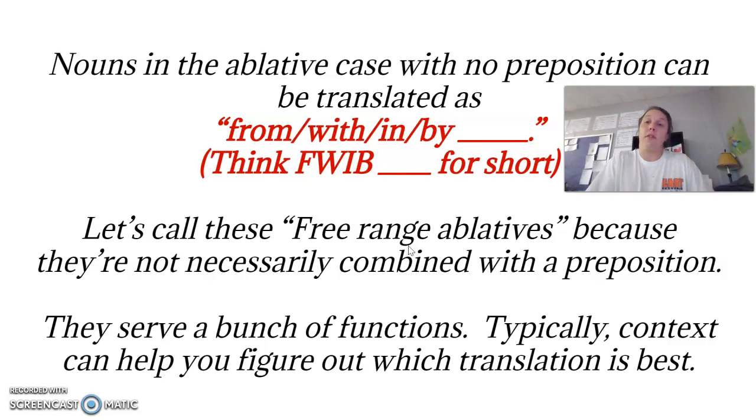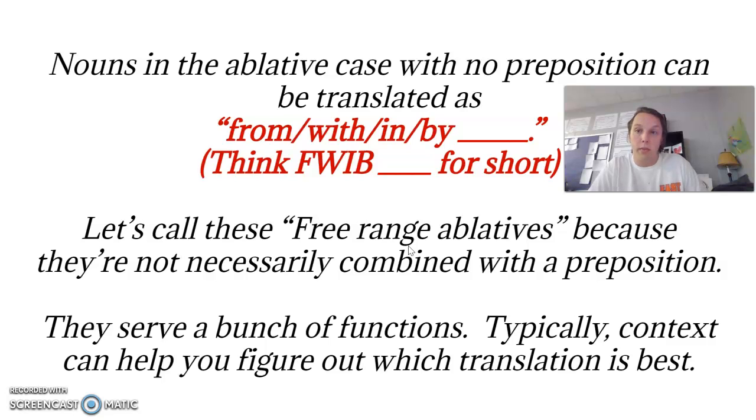Ablative case nouns, if they're floating on their own, have a few more possibilities. You can translate them as from blank, with blank, in blank, or by blank. And context will generally tell you which one's right. One way to remember those 4 words that you could typically see before a free-range ablative is fwib. Fwib blank: from, with, in, or by. They serve a bunch of different functions. And these functions can have names. And these names can be kind of confusing.